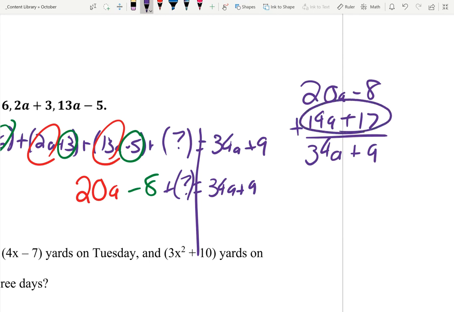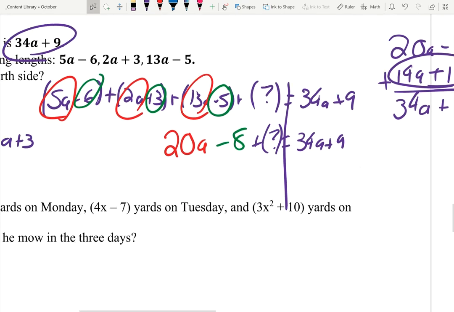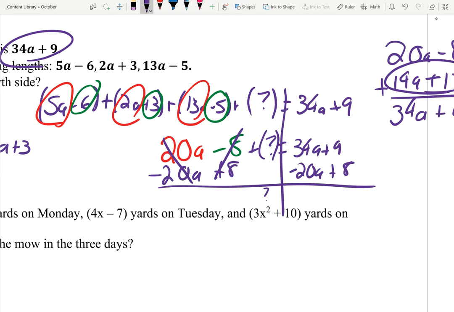Now, if you don't like that approach, do it this way, right? Where once you've simplified the expression, just subtract. So subtract 20a to cancel it out, move it over there, and subtract, well, I guess in this case, because it's a minus 8, we'll have to add 8 instead. So add 8, cancel it out, and we'll have the mystery polynomial, or the mystery function is 34a minus 20a, which is 14a, and 9 plus 8, which is 17. So you get the same result.